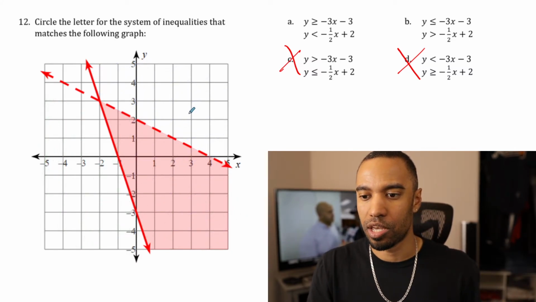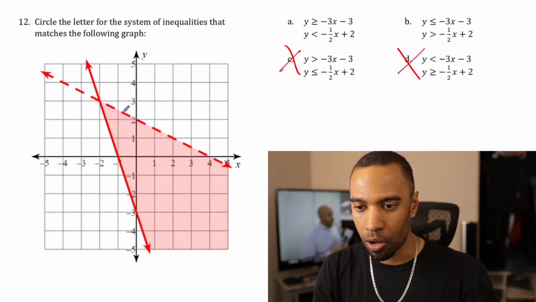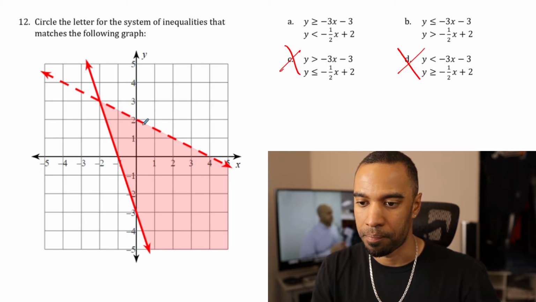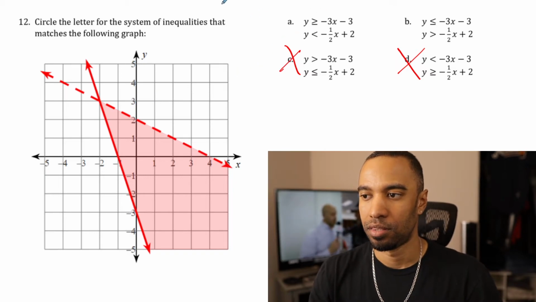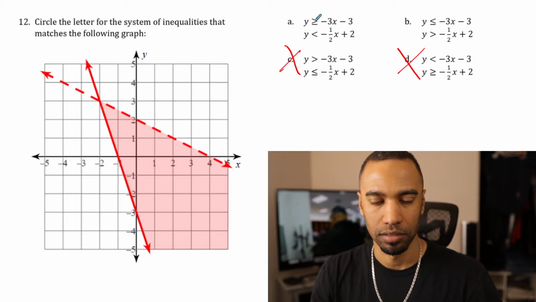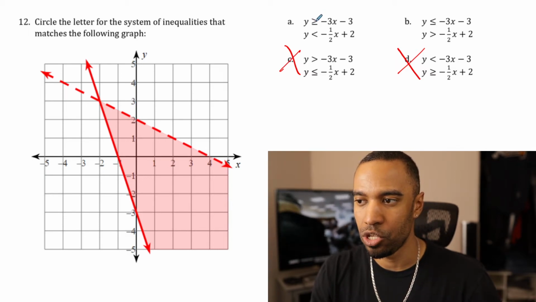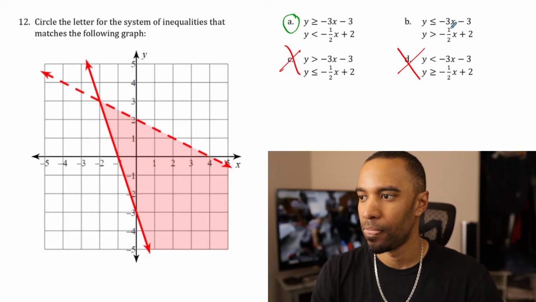So I'm going to go ahead and erase those, but keep in mind we are above the solid negative 3x minus 3, and we are below the negative 1/2 x plus 2. So which one is above the negative 3x minus 3? That looks like it's going to be this one here when you're greater than or equal to. When you're greater than, you shade above. And this one's less than, we shade below. So I believe that it's A.